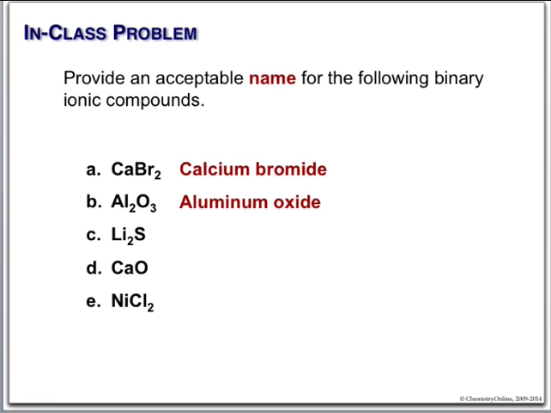Li is lithium. This is sulfur. The root is sulf. So this is lithium sulfide. Ca we know is calcium. Here's oxygen. Its root is ox. Calcium oxide.